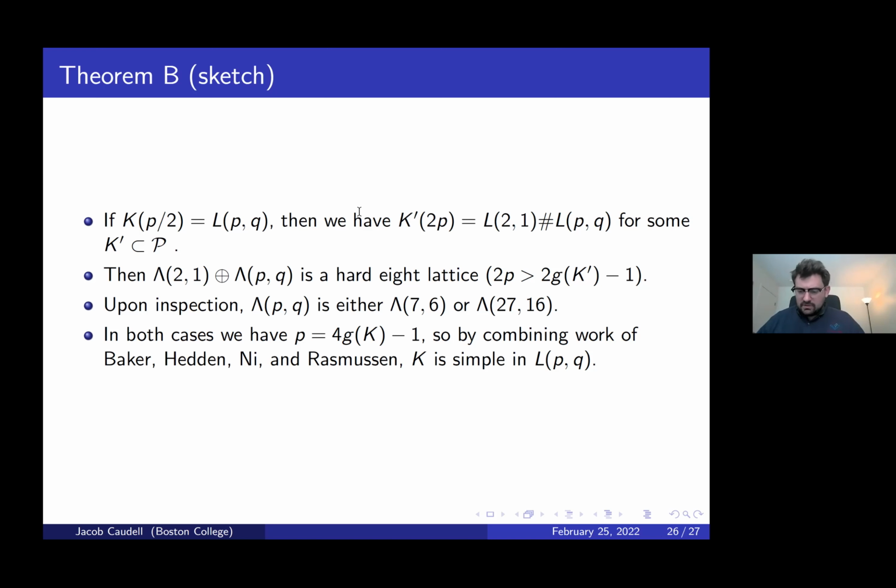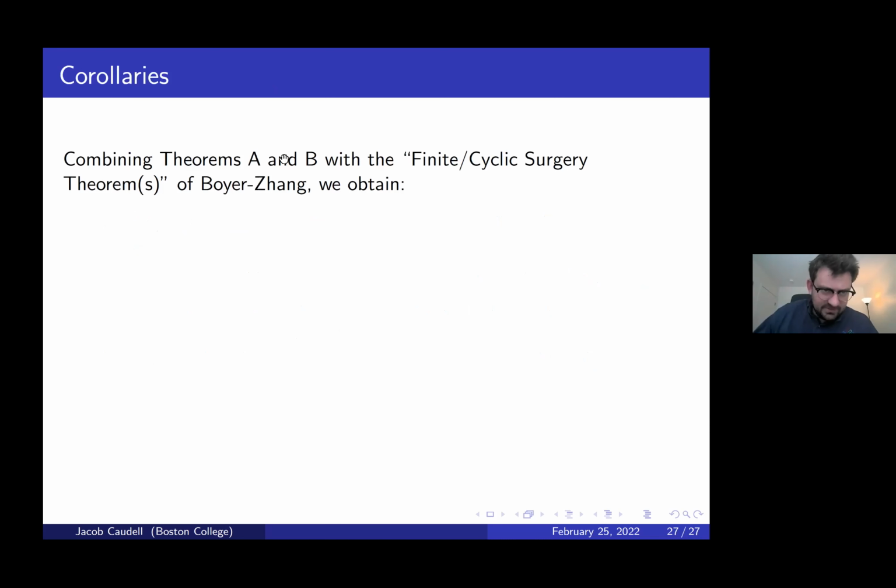You can use fundamental group or self-linking number, any one of these simple invariants will be enough to pick out the knots in L(7,6) or L(27,16) that have Poincaré sphere surgeries, and you just find that the only ones that do are the surgery duals of C and of E. They're really the only knots with the proper self-linking numbers. And so that's the sketch of theorem B.